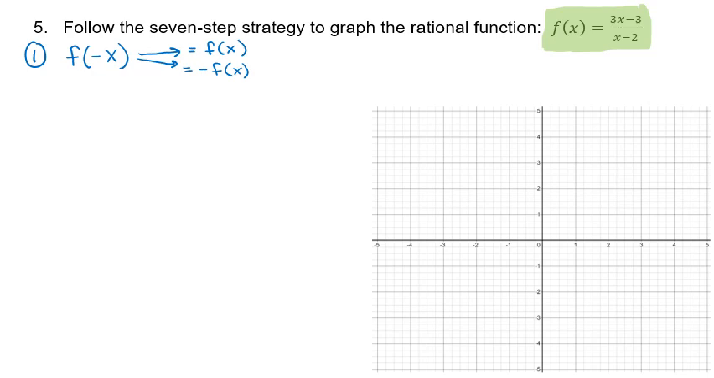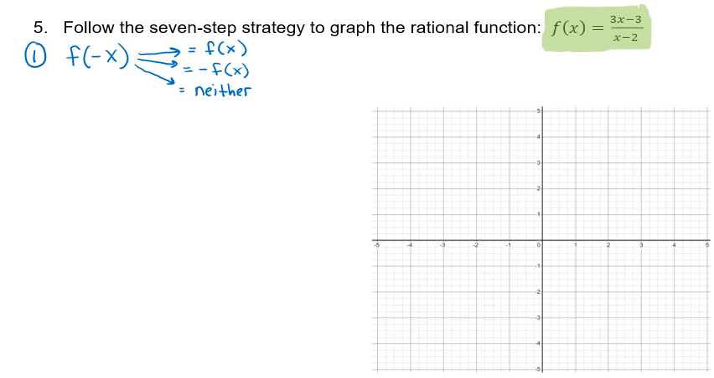That's what negative f of x means. Or the most likely thing is neither. Right? One of these three things is going to happen. Most functions are not symmetric.